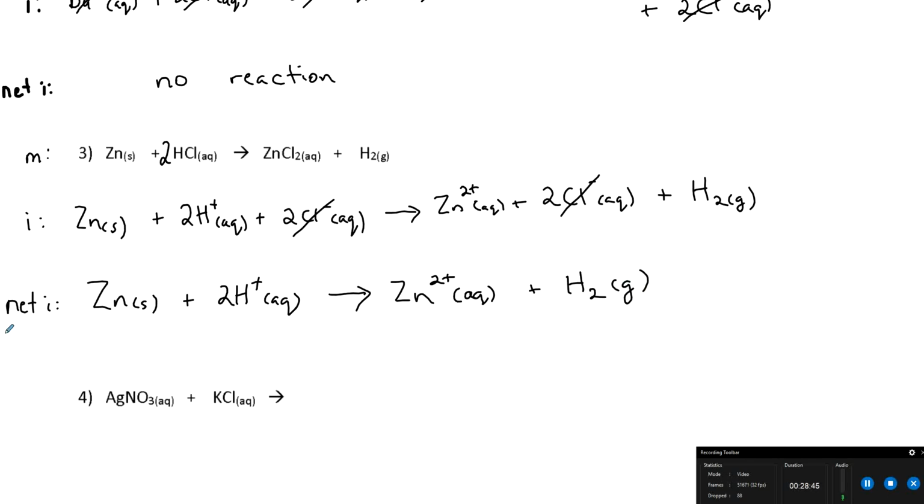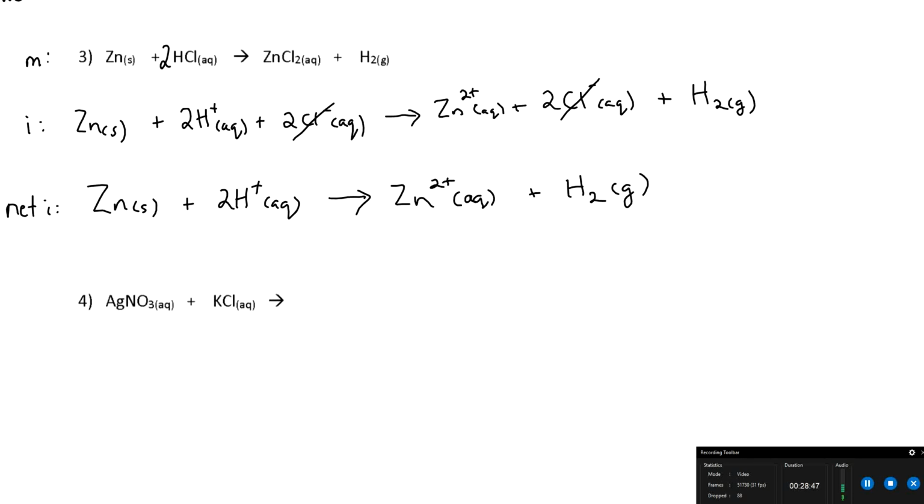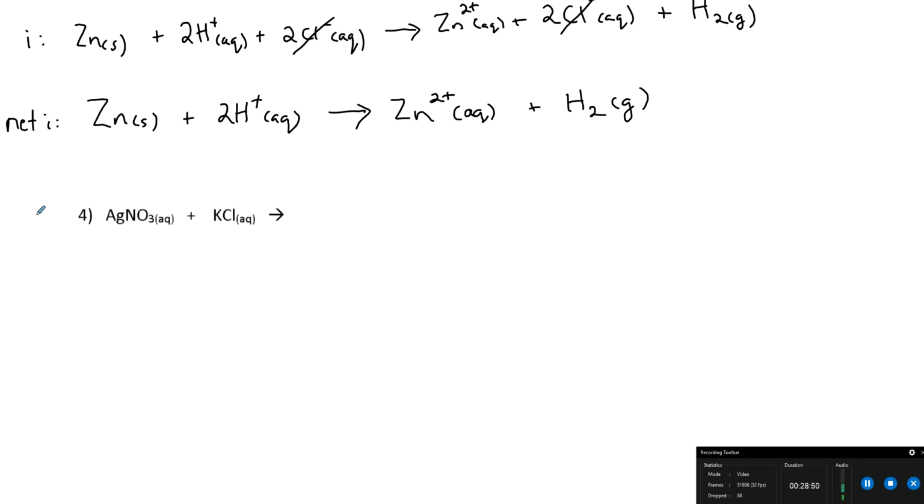All right. Okay, moving on. Here we have the beginning of our molecular equation, but we don't have the products. So let's finish off the products. So this is a compound plus another compound, so they're going to switch partners. So I'm going to take my outside ions, silver and chlorine, +1, -1.